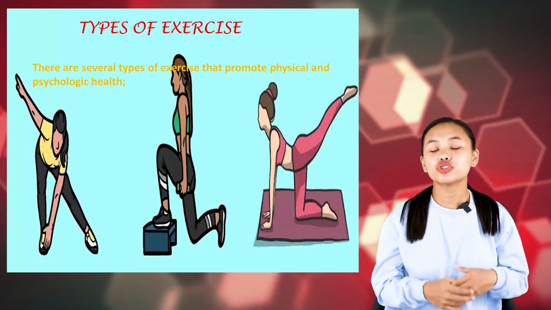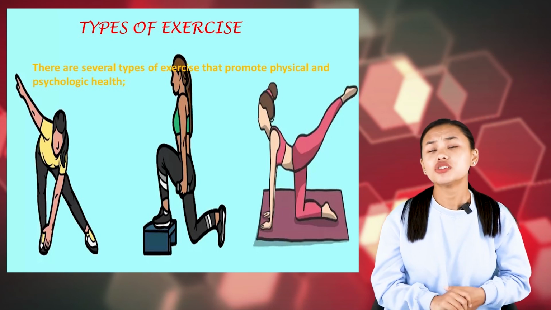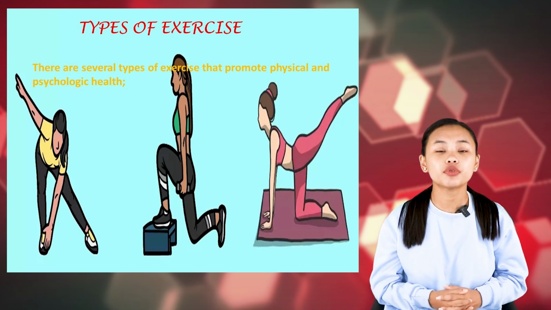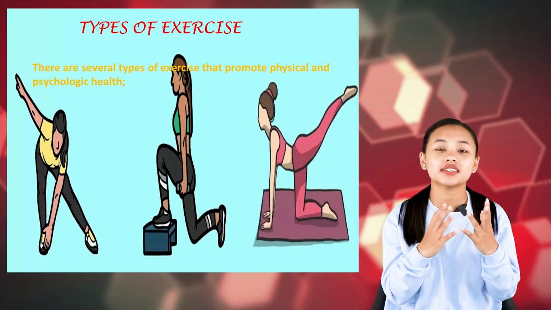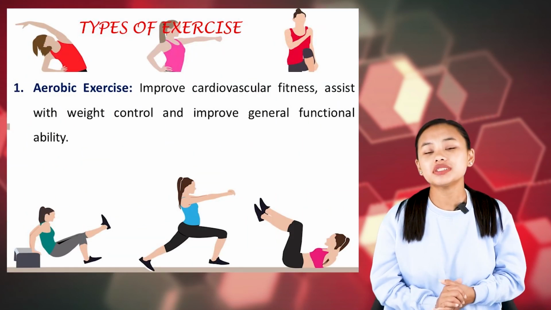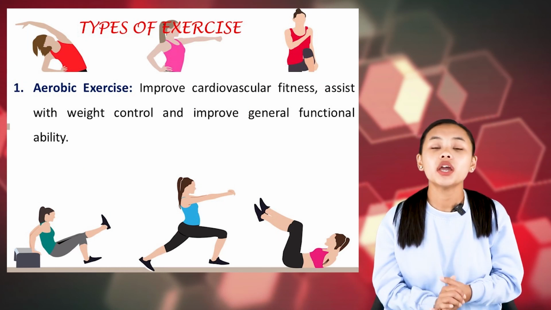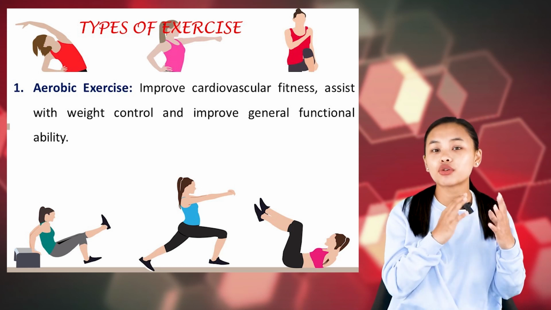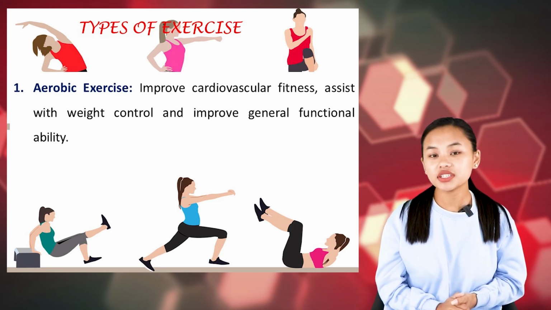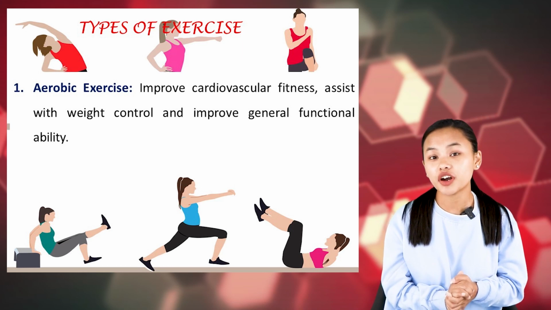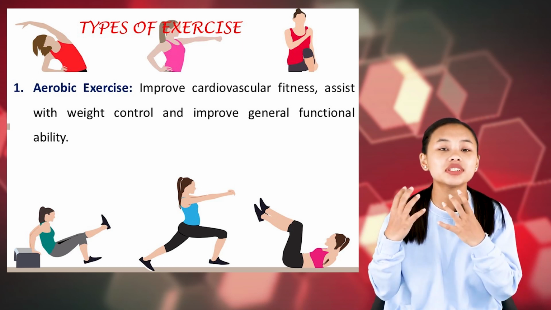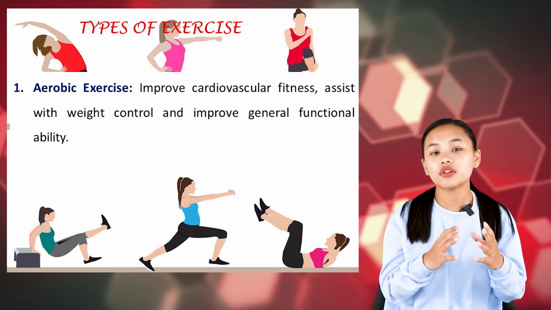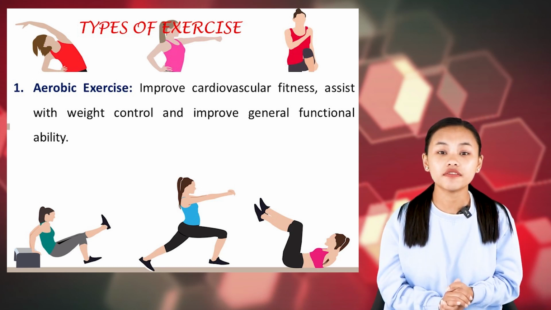So now let's move on to the types of exercises. Here there are several exercises that one can perform in order to promote their physical as well as their psychological health. The first is the aerobic exercise. By doing this, it helps to improve the cardiovascular function as well as it helps to assist with the weight control. And it also helps to improve the general functional ability of an individual.